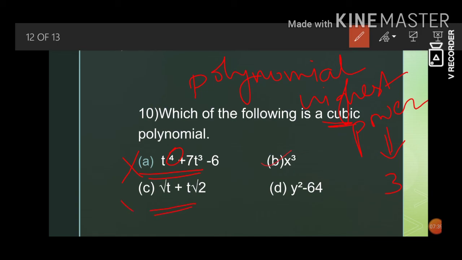Option C is not a polynomial because the variable t is under root. That means half power. A polynomial with a fractional exponent is not a polynomial. So option C is not a polynomial. Option D, the highest power is 2, which is not 3. Cubic means 3. So our correct option is option B, that is x cube. So our cubic polynomial is x cube, that is our option B.